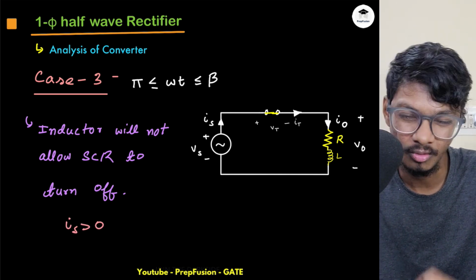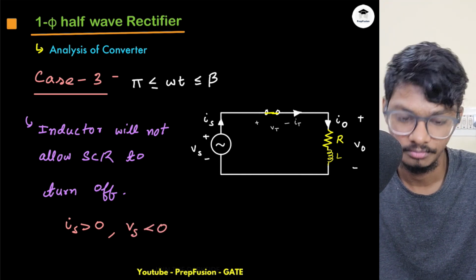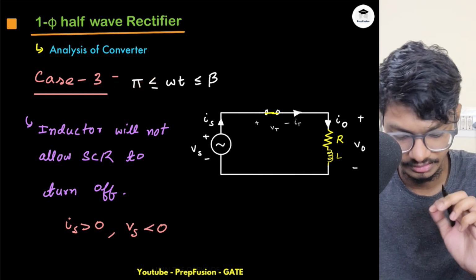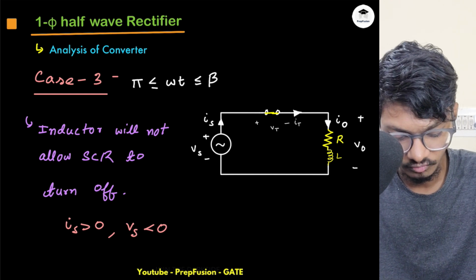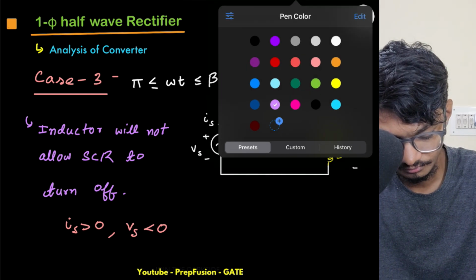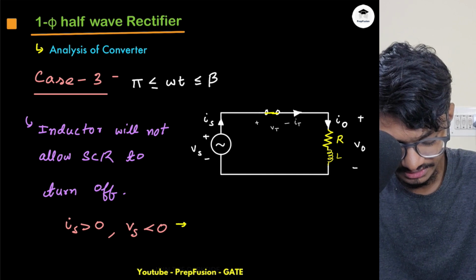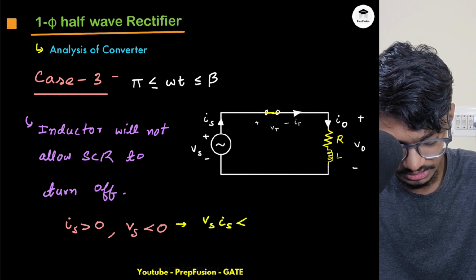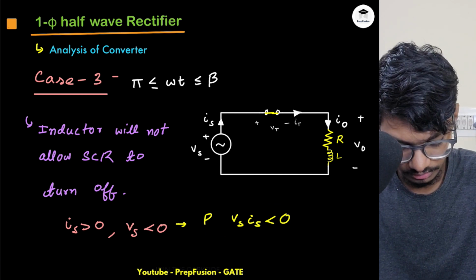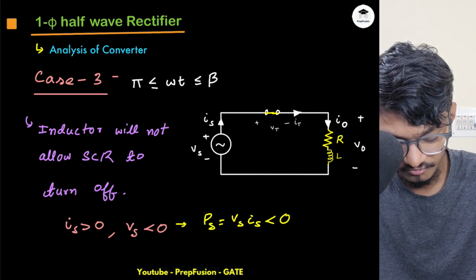Almost that same amount of current is flowing, and Vs is what? Vs this time is negative, because after pi the source becomes negative. Very small amount, but still it becomes negative. So if Vs is negative, what does that mean? That means Vs into Is is less than 0, or power Ps, Vs into Is, is less than 0.